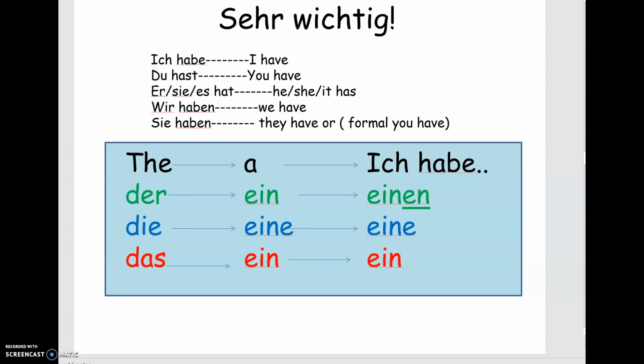So if you're saying I have a dog, ich habe einen Hund. If you're saying I have a snake, ich habe eine Schlange. Or if I have a horse, ich habe ein Pferd.